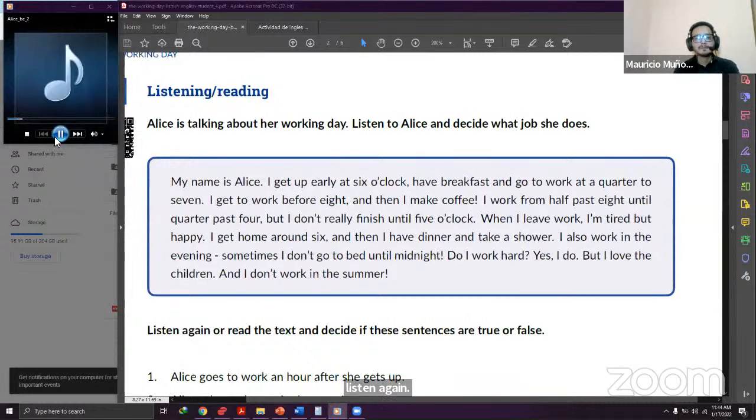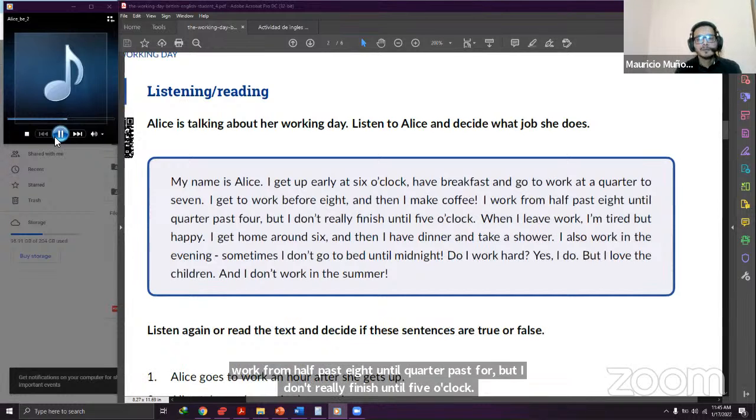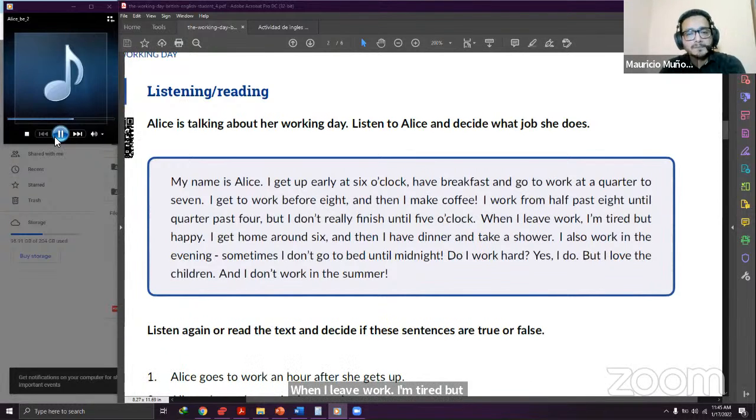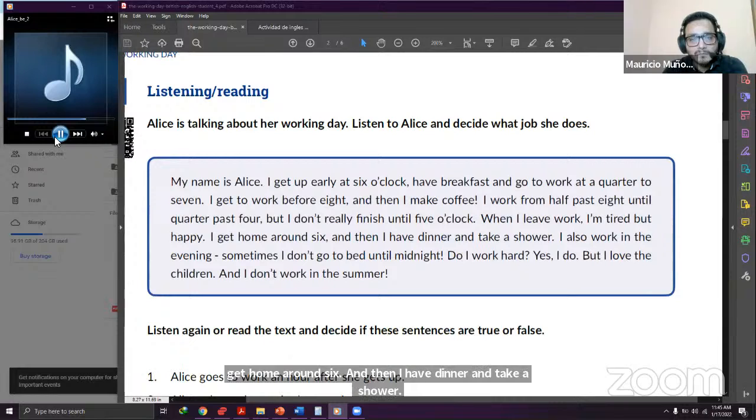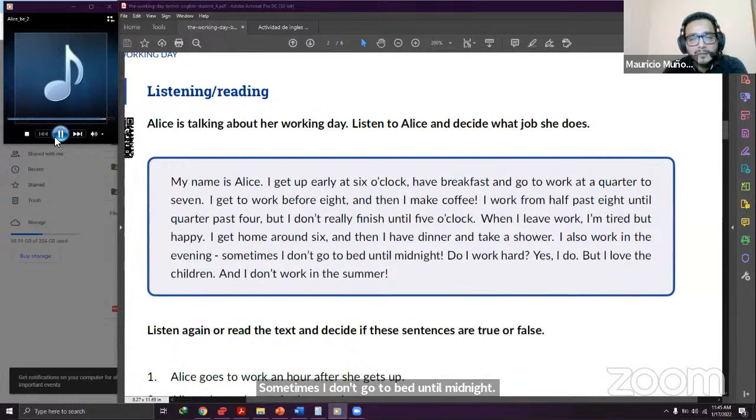My name is Alice. I get up early at 6 o'clock, have breakfast and go to work at 6:45. I get to work before 8 and then I make coffee. I work from 8:30 until 4:15, but I don't really finish until 5 o'clock. When I leave work, I'm tired but happy. I get home around 6 and then I have dinner and take a shower. I also work in the evening. Sometimes I don't go to bed until midnight. Do I work hard? Yes, I do, but I love the children and I don't work in the summer.